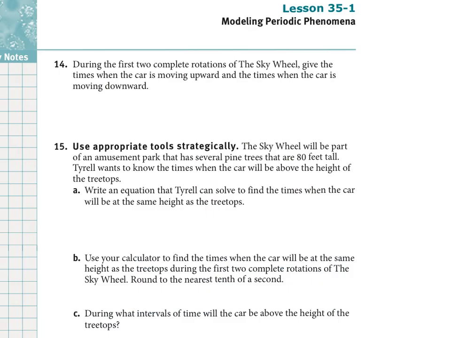So again, let's fully analyze these situations. I really like this. During the first two complete rotations of the sky wheel, give the times when the car is moving upward or downward. Remember that if I'm looking at this, I'm starting here and I'm rotating that way. So I'm moving upward during those first 15 seconds. So 0 to 15 seconds, I'm moving upward. And then from 15 seconds down, that's going to take 15 and 15, so that's going to be 45. So from 15 to 45 seconds, I'm moving downwards.